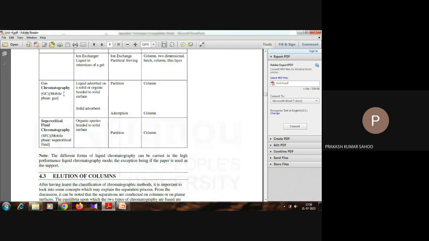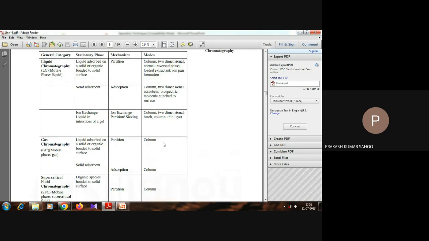Then we have GC, gas chromatography, where the mobile phase is gas and the stationary phase is a solid adsorbent or liquid. Then we have partition and the mode is column. For solid, it is adsorption and the mode is column. Similarly, in supercritical fluid chromatography, we use SFC, or supercritical fluid, as the mobile phase, and the stationary phase is an organic species bonded, with partition and column. So just try to remember this table, and you will have good conceptual clarity on chromatography from this table.